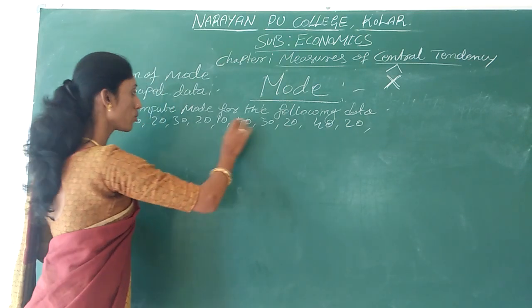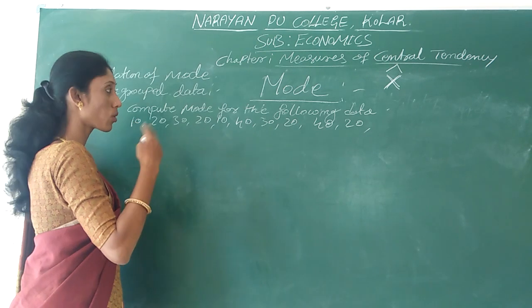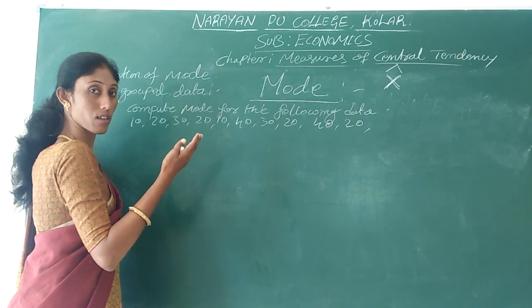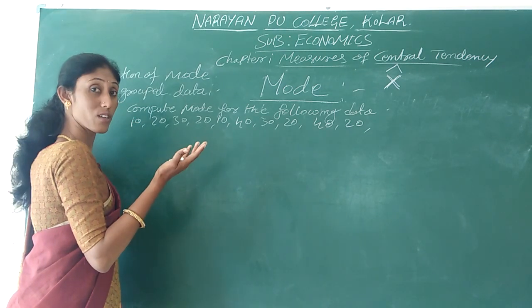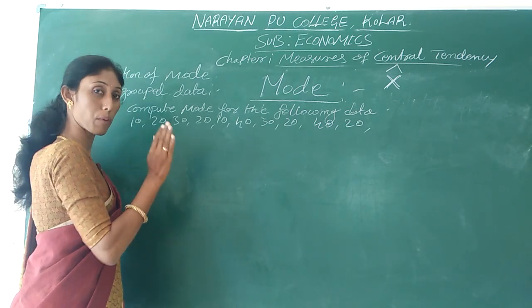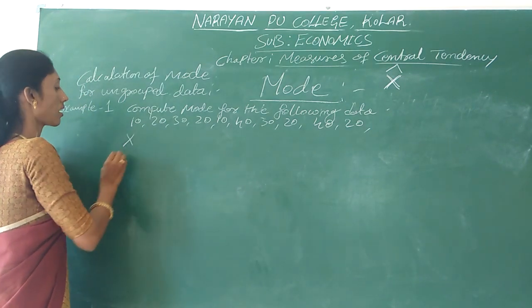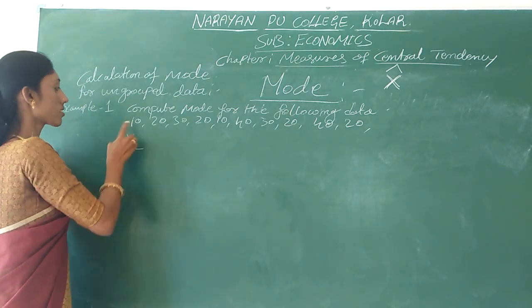See, 1, 2, 3, 4 times. The value 20 is going to be appearing, right? Then mode is 20, but we can go through a proper calculation. How to find out the mode? Take observations now, give it as x.